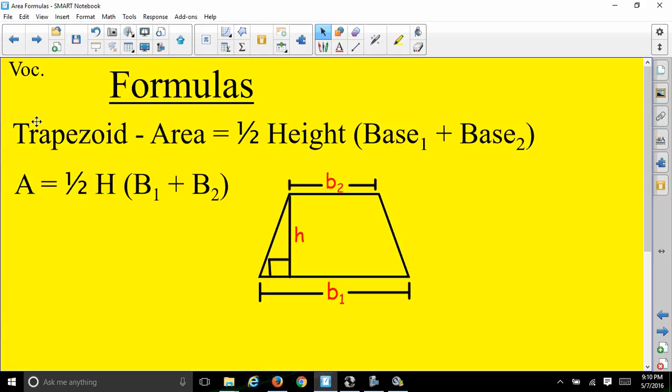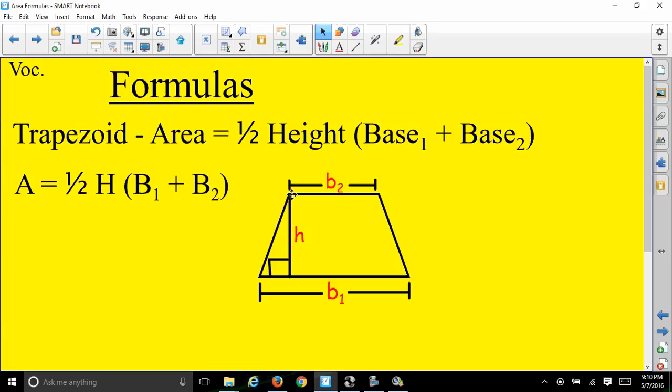Our next formula for area is a trapezoid. Notice the area formula for this one is a lot longer. It's the longest formula in area because trapezoid is a long word, and that's how I teach my students to memorize it, so it's a long formula. So it's 1/2 times the height times base 1 plus base 2. So the trapezoid has two bases.